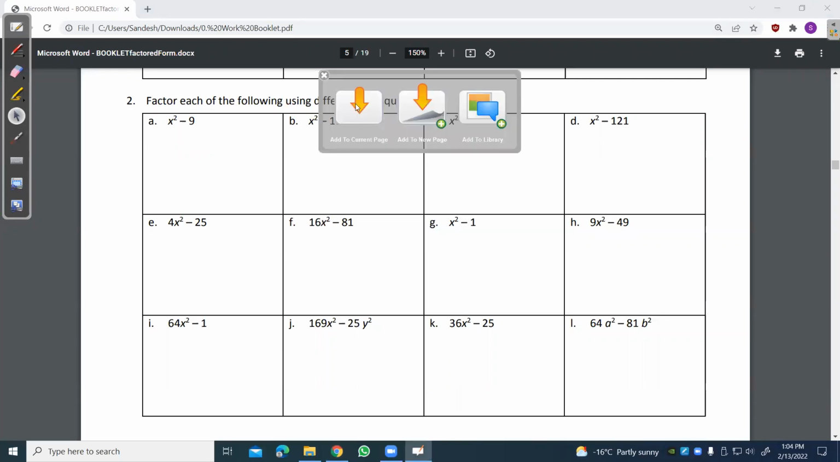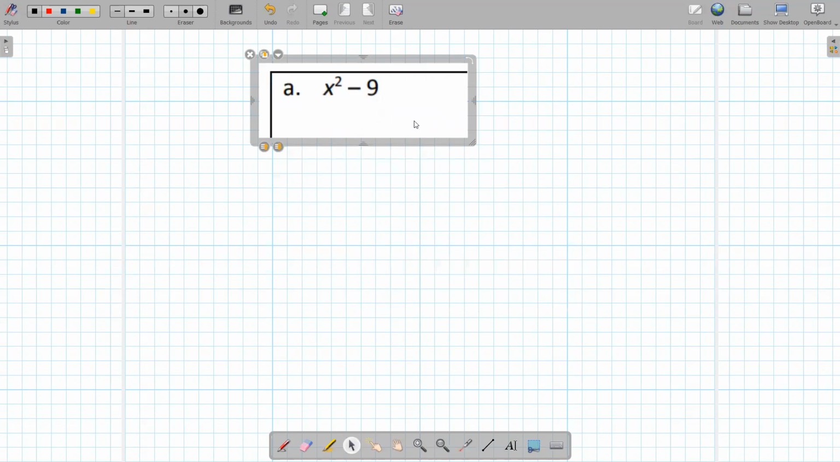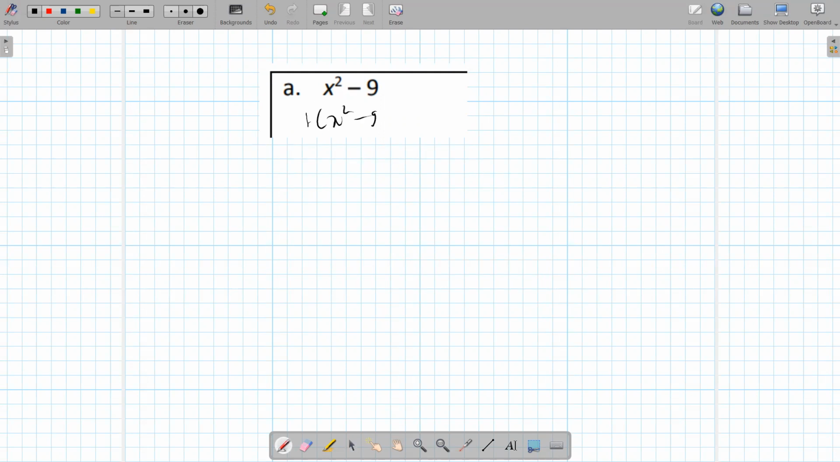So let's look at this question again. Notice this one, we don't have anything that we can pull out, right? What's the GCF between x squared and 9? 1. Right, you could pull out a 1, but that's not going to help you because you're going to end up with the same thing. If you were to pull out a 1, you get 1 and then x squared minus 9. So we have actually not factored this at all.